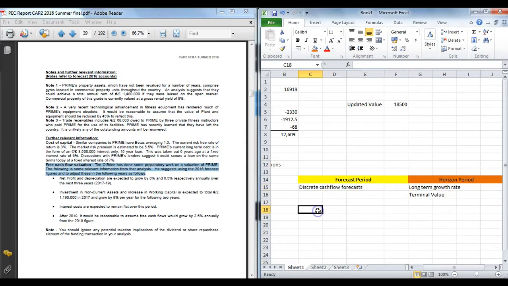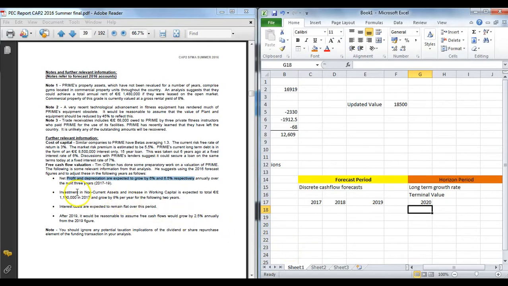So in this case here, we have to figure out, well, what is the forecast period here? And you're told here the net profit and depreciation are expected to grow at 6 and 6.5% respectively over the next 3 years. So we now know the forecast period is going to be 2017, 2018 and 2019. And from 2020 onwards, we're just going to take a simplistic assumption with a growth rate.